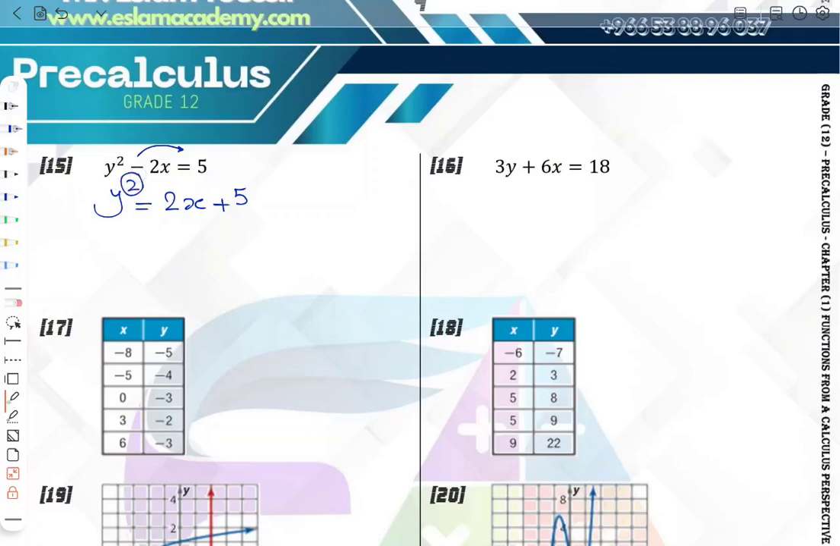Once we have the power 2 to shift to the other side, it will be positive or negative the square root. Then y will be equal to positive or negative the square root of 2x plus 5. For each one value of x, there are two values of y.